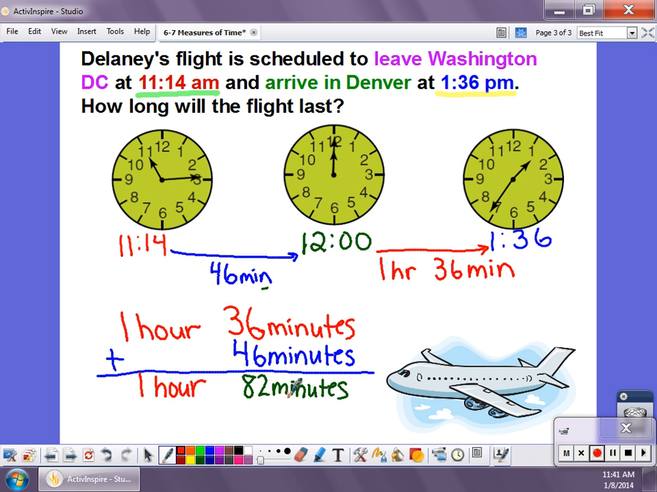But remember, 82 minutes is more than an hour, so I actually have to regroup that. So 82 minutes, if I take 60 minutes away from that, it'll leave me with 22 minutes. And that hour that I took away from here, I need to put over with this hour, which means the flight was actually 2 hours and 22 minutes. So that's the total amount of time for this flight.